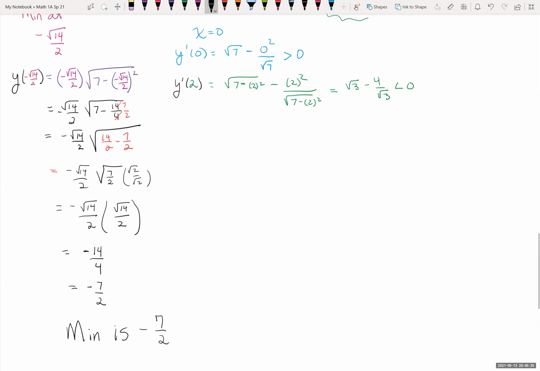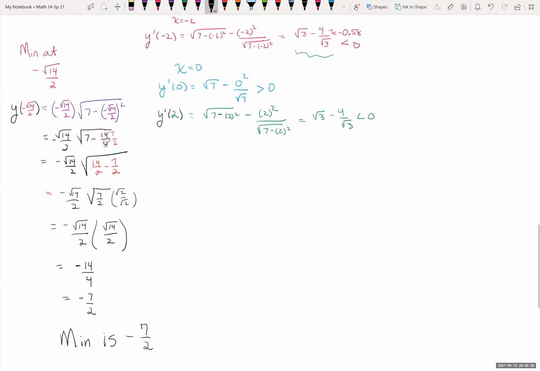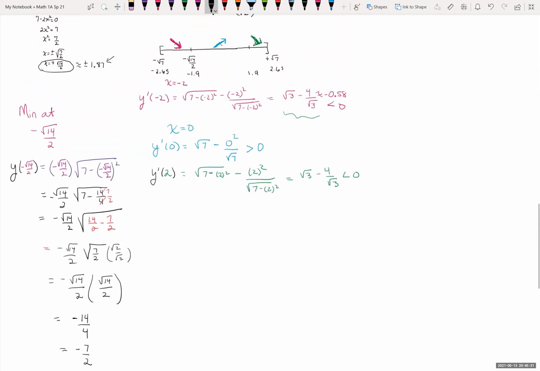Same kind of thing's going to happen when we plug in the max value, when we plug in positive root 14 over 2. The only difference is the sign is going to be changed because of this negative here. So when we look at y of positive root 14 over 2, doing all the work, we should get positive 7 halves. So max at root 14 over 2 is 7 halves.